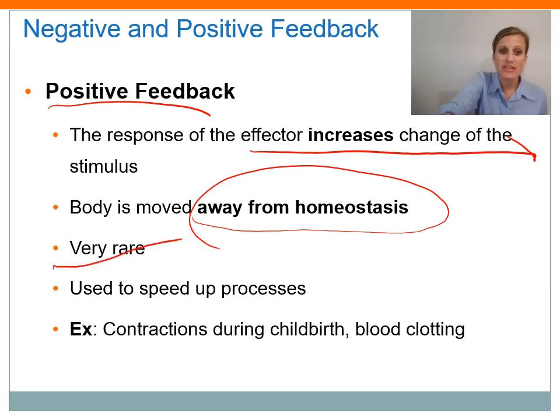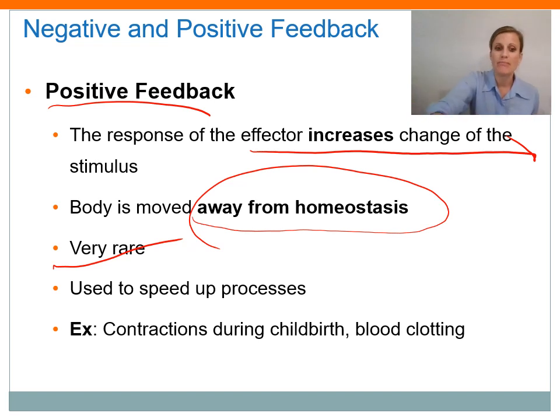Now you can imagine this is very rare because the body doesn't typically want these crazy swings back and forth. We said the body wants to be balanced, right? Hence, you don't swell up really big and then shrink down really small and then get really hot and then get really cold. You don't. You maintain balance. So positive feedback loops are relatively rare.